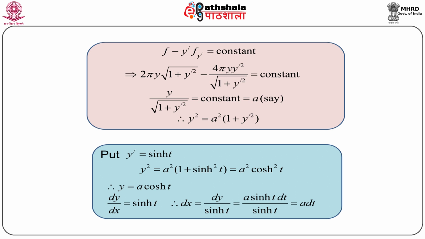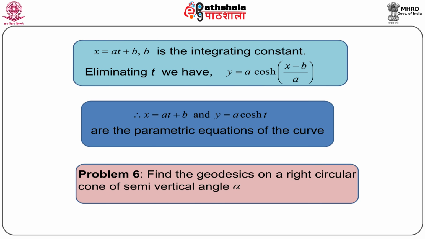Euler-Lagrange equation gives small f minus y dash into f of y dash, here y dash is at the suffix, which means partial derivative of f with respect to y dash, equal to constant. After calculating this partial derivative, that is del by del y dash of f, we get this result. F has been just substituted, which gives constant. On simplification, this gives this one. Taking square, we get this result.